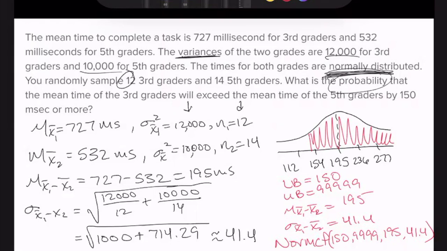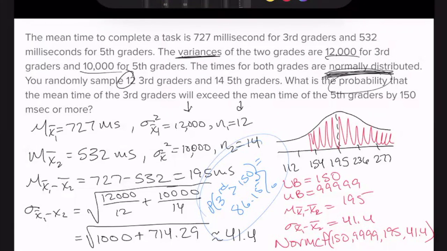41.4, and calculate. And I end up with an area very close to the same as the last one, which we kind of would expect because this picture looks very similar to the last one. Basically, the probability of the third graders exceeding by more than 150 milliseconds is about 86.15%.